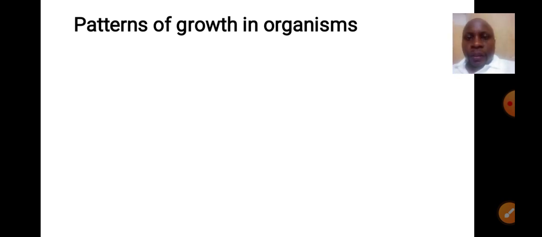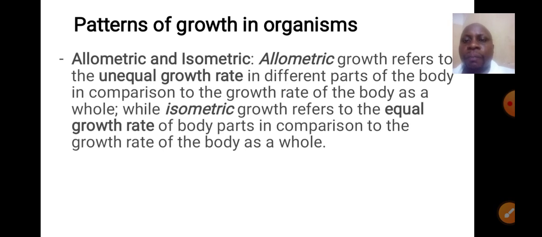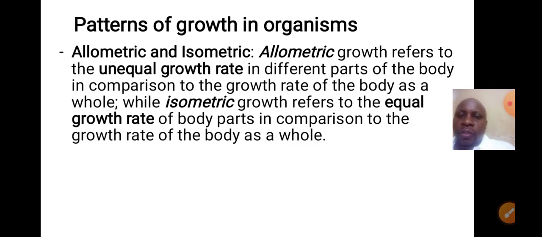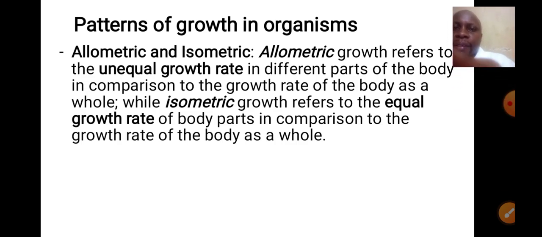Now, living organisms show four main types or patterns of growth, but we shall actually group them into two main pairs because the two pairs are contradicting. For example, the first pair is allometric and isometric growth. Allometric and isometric growth pattern.